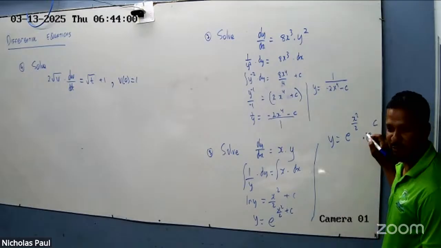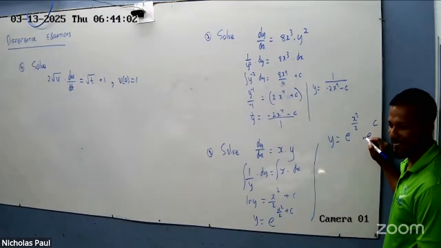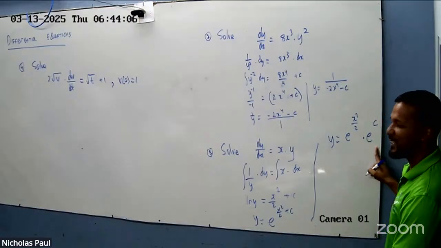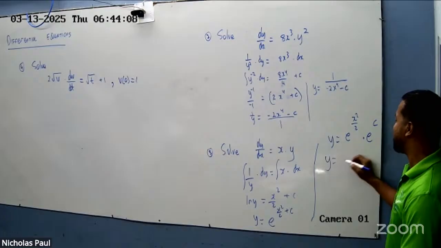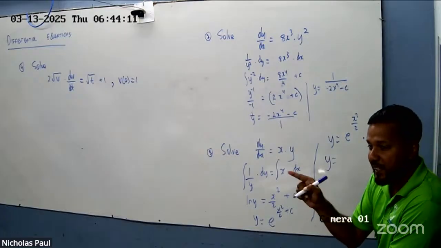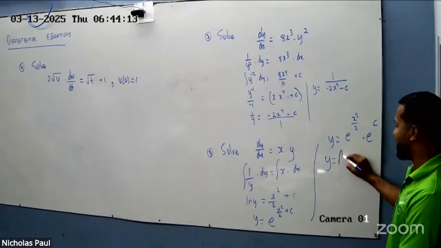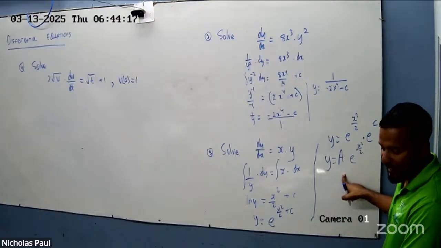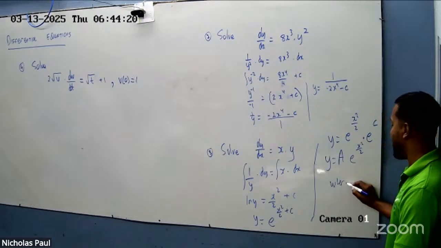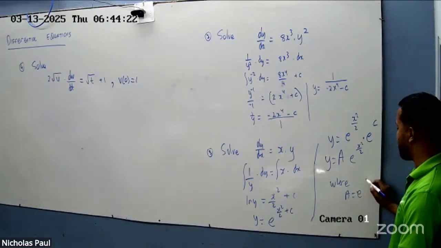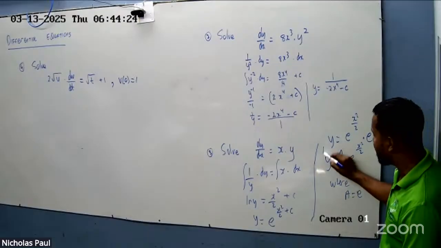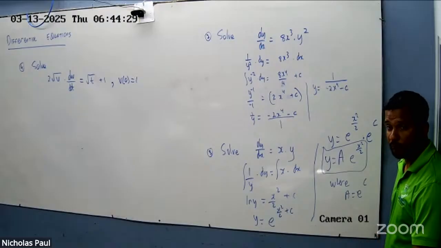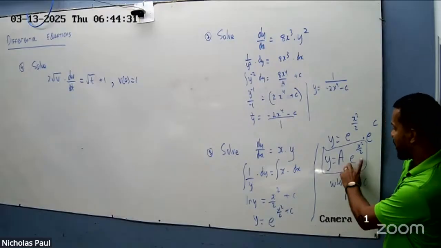E to the c is really a constant, right? So instead of writing e to the c, what they do sometimes is they write A, where A is equal to e to the power c. So your final solution will look more like this. That's okay? Your final solution will look something like this.